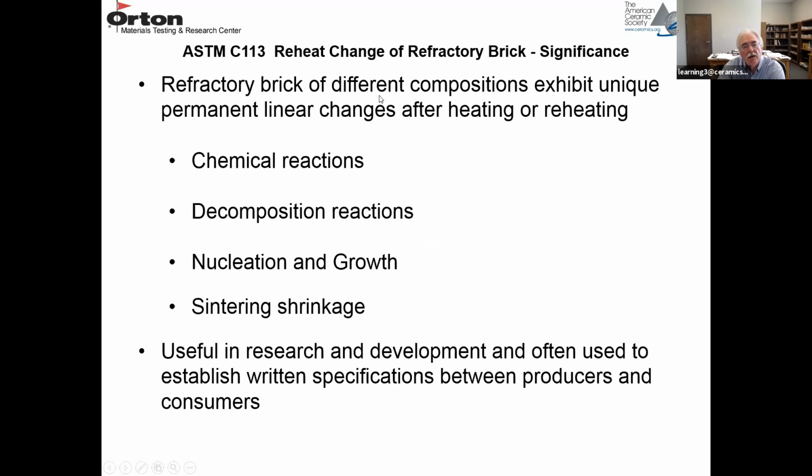So refractory brick of different compositions exhibit unique permanent linear changes after heating. Again, we mentioned they're due to chemical reactions, decomposition reactions, nucleation and growth, sintering shrinkage, and they're useful in research and development, developing products. And these are given in specifications from refractory producers because the consumer needs to know what the reheat change is.